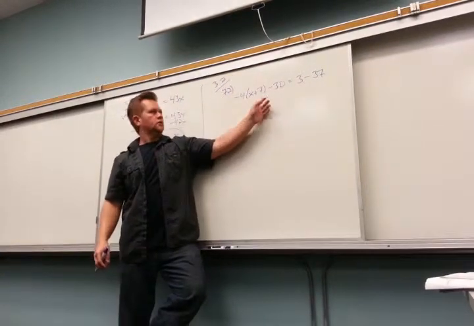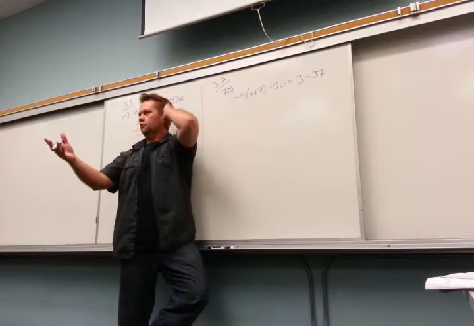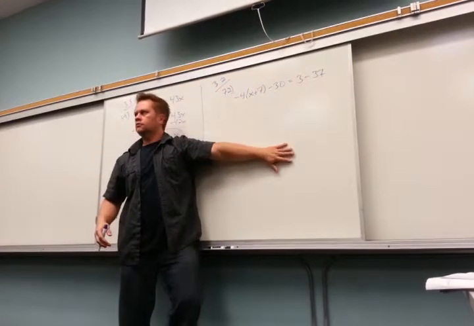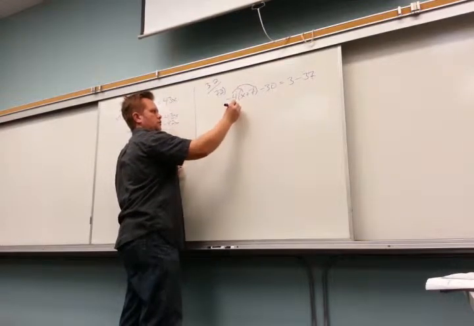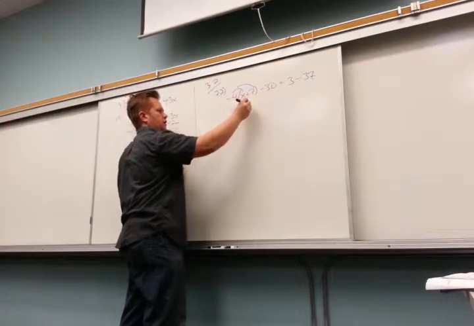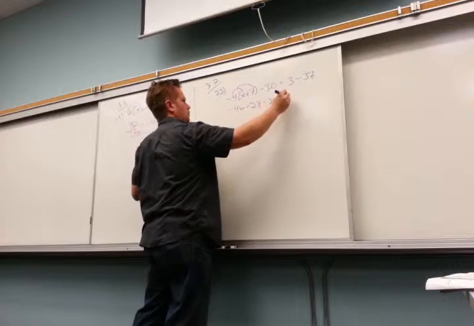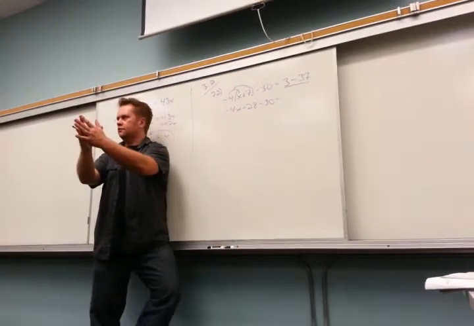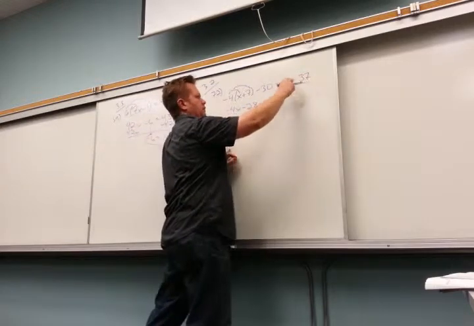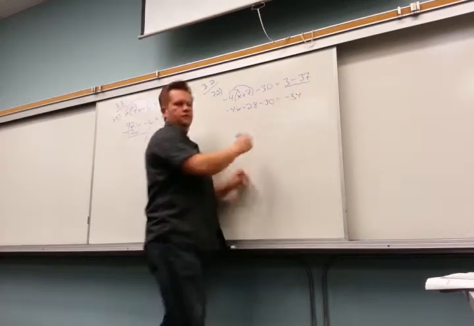This one here. All right. So again, what's the very first thing we can do? So we can distribute the negative 4. Negative 4x. Minus 28. Good. Minus 30. And what can I do on this side? Negative 34. Yeah. So put the 3 in minus 37. 37 minus 3 is 34. The bigger one's negative.